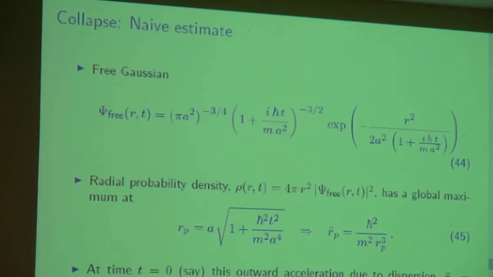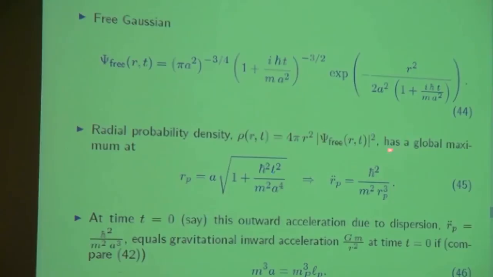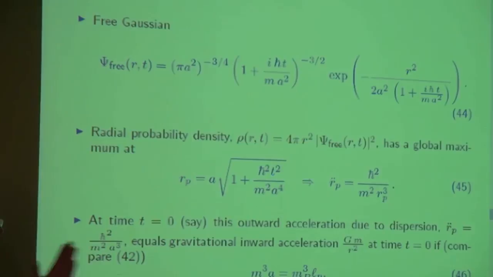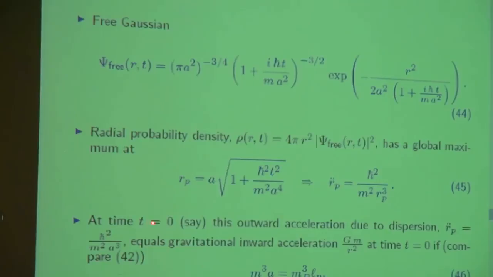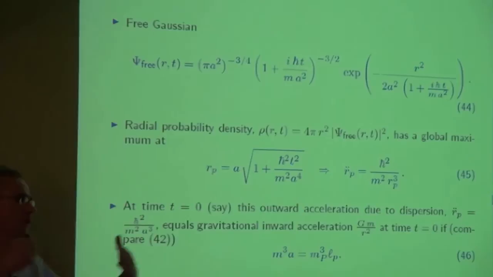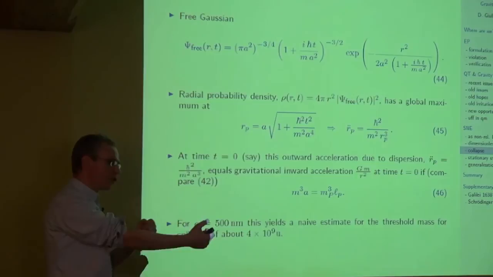the radial probability distribution, that's psi mod squared times r squared. So the radial probability distribution. This has a global maximum at this value, and you can calculate the acceleration of this global maximum. And you can compare the acceleration according to quantum mechanical dispersion and compare this to the self-gravitating inwards pointing acceleration according to its own mass.